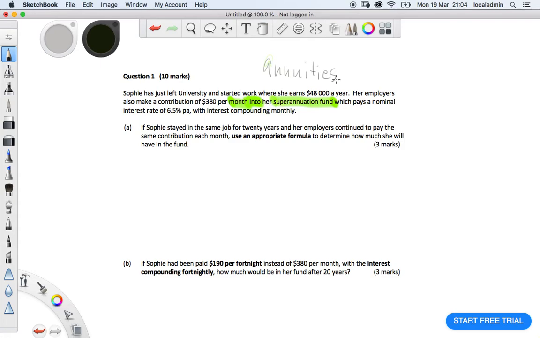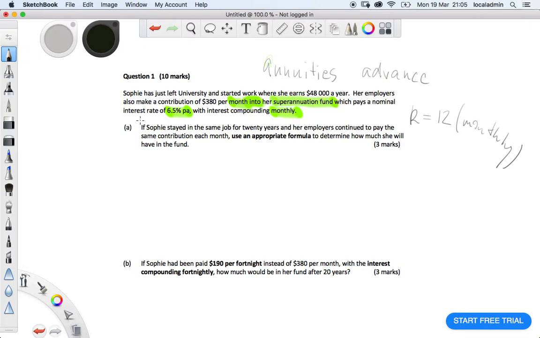And "into" usually means annuities in advance, which pays a nominal interest rate, that might be important, of 6.5% per annum with interest compounding monthly. Now that's our K. I still haven't read the question, but I get quite a bit out of here. So K happens to be 12 because it is monthly.